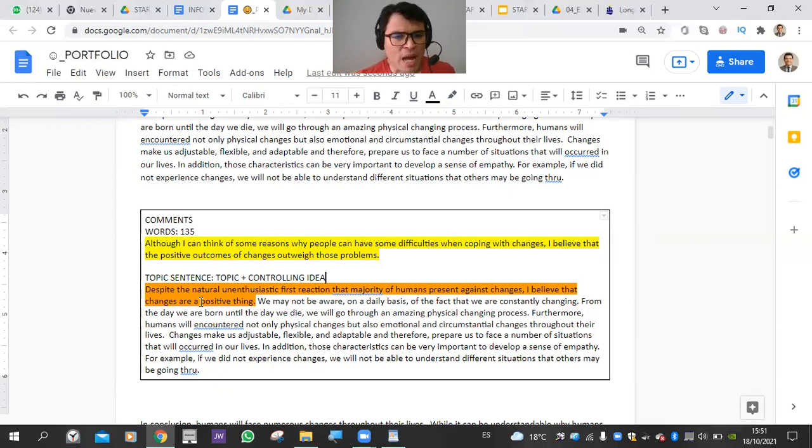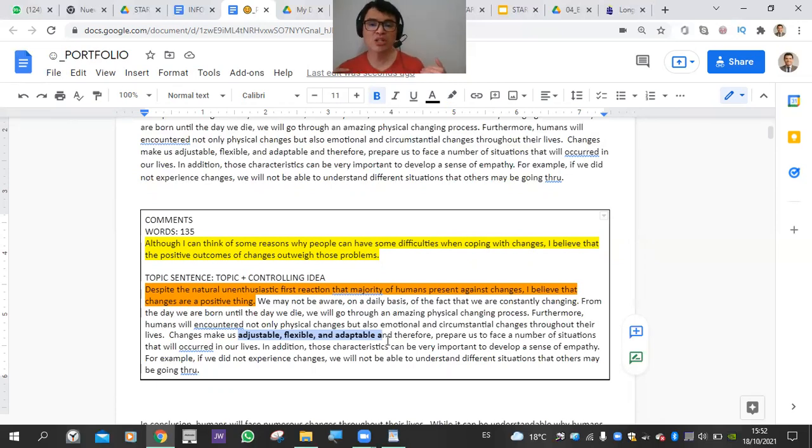Okay, so it says, despite the natural enthusiastic first reaction the majority of humans present against changes, I believe the changes are a positive thing. We may not be aware on a daily basis of the fact that we are constantly changing from the day we are born until the day we die. We will go through an amazing physical changing process. Furthermore, humans will encounter not only physical changes, but also emotional and circumstantial changes throughout their lives. Changes make us adjustable, flexible, and adaptable. Yes, so here Paquita is mentioning the things, the positive outcome.